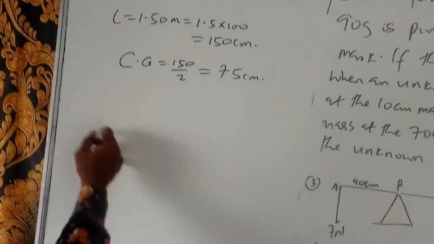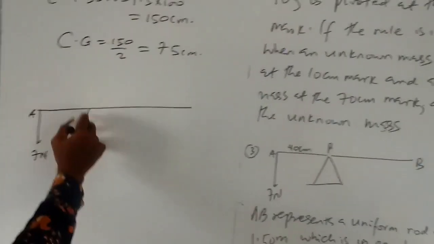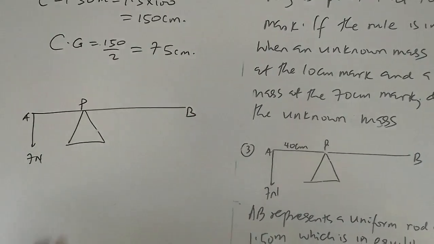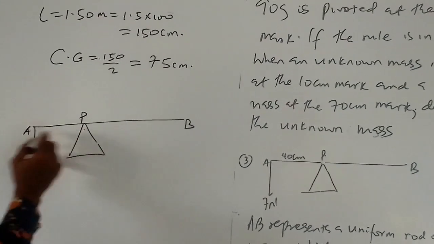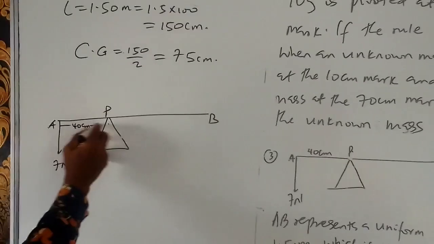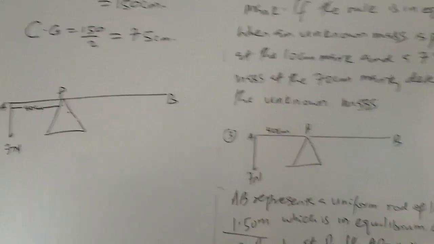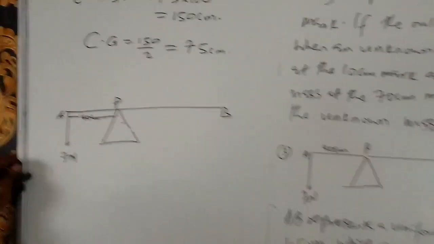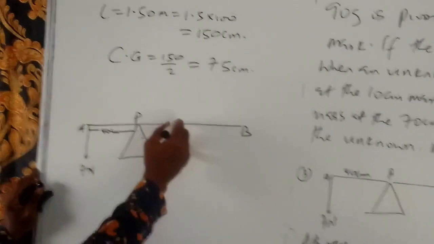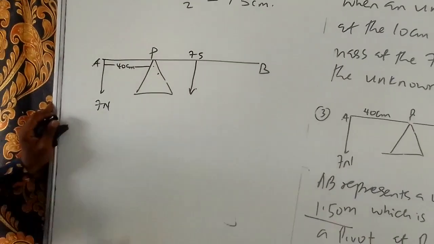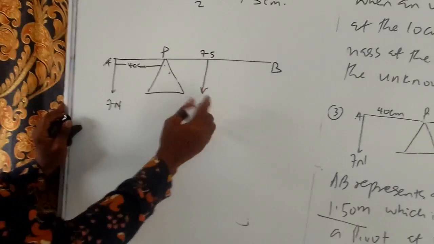So we go back to the diagram. A is here, 7 Newton. Then B is there, and P is here. The distance from A to P is 40 cm, and this should be the 0 end. So this is 40. And then the center of gravity is at 75 cm. This position is here, 75. This is where the center of gravity is supposed to be, and what should be here is the weight of the rod. And we're asking for the mass of the rod.